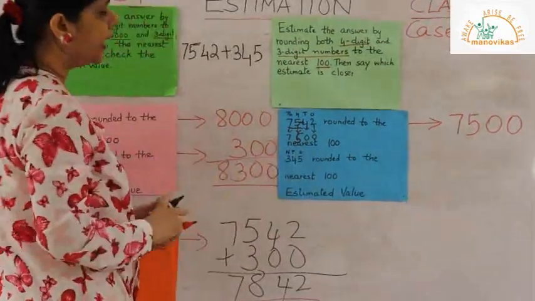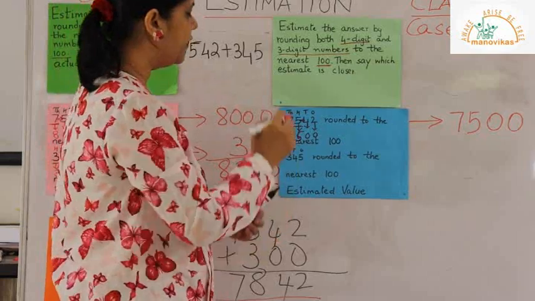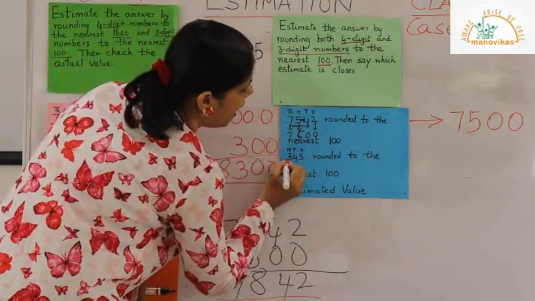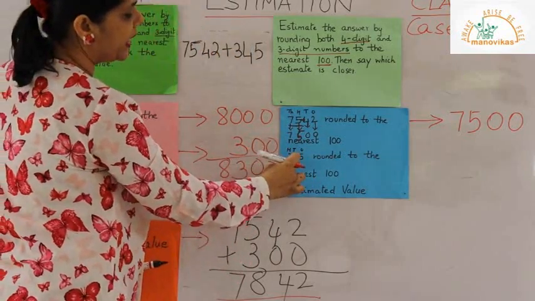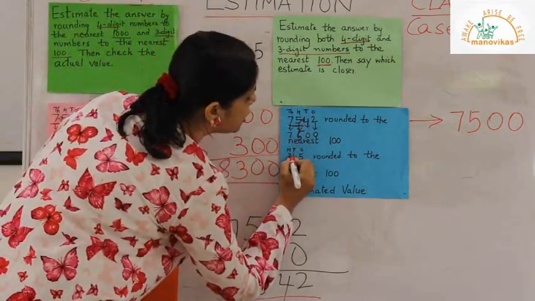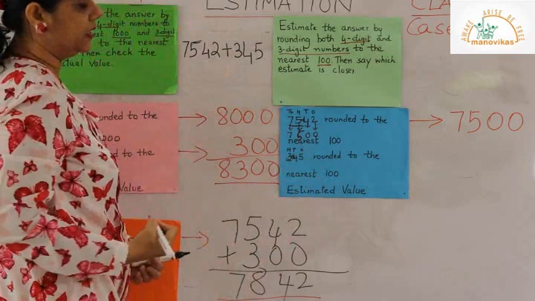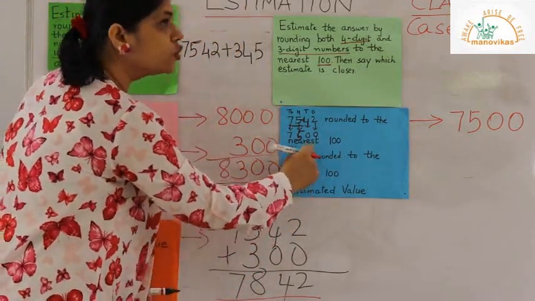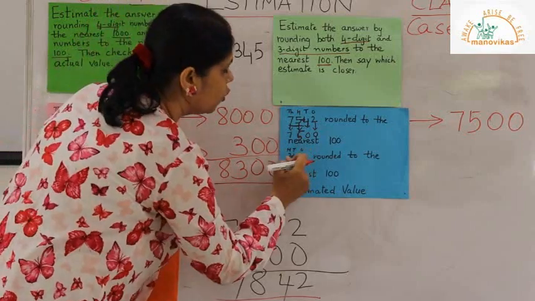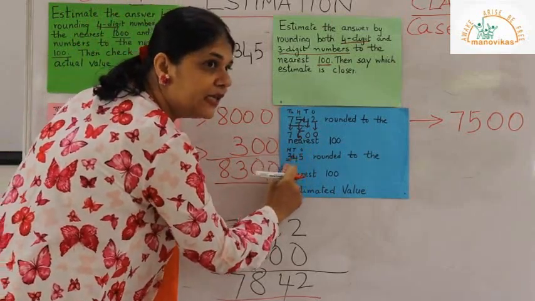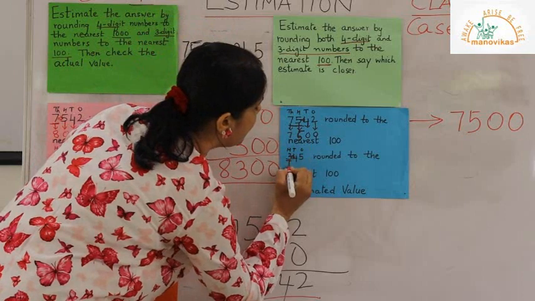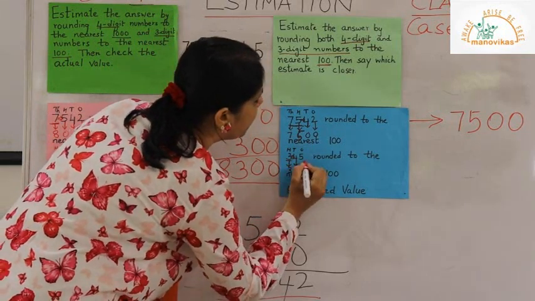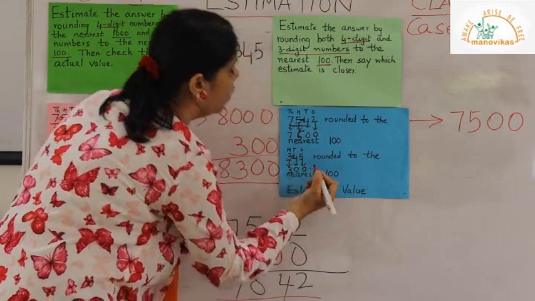345. Correct? Now again we have to round this number to the nearest 100. So I will underline the hundreds place and I will check the digit in the tens place. Digit in the tens place is 4, which belongs to group 1. So will the hundreds place digit change? No, it will remain the same. So this will remain 3 and this 2 will become 0.